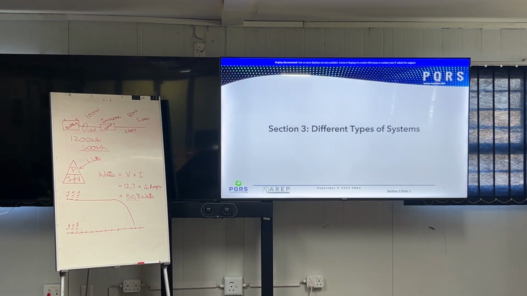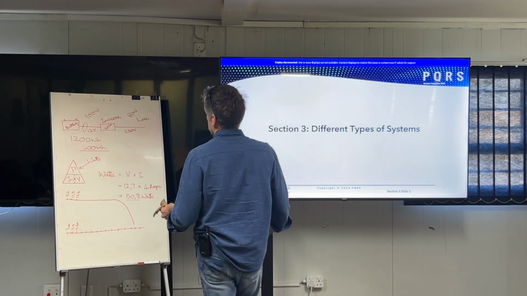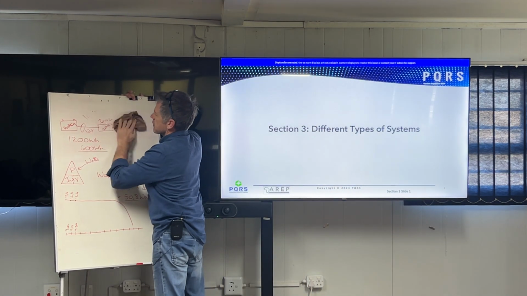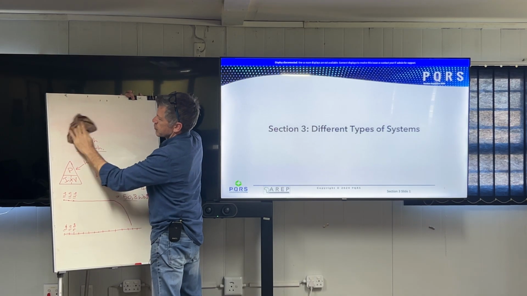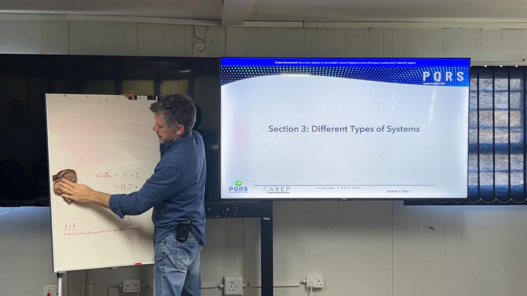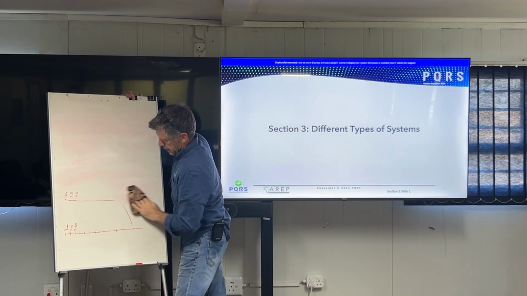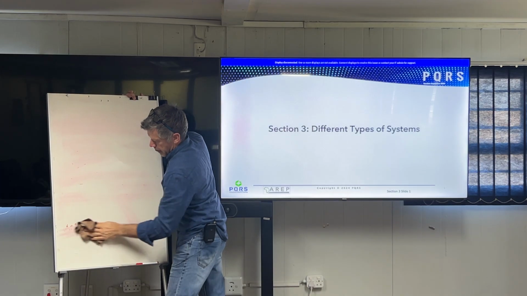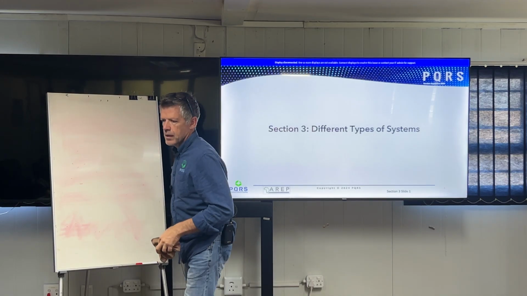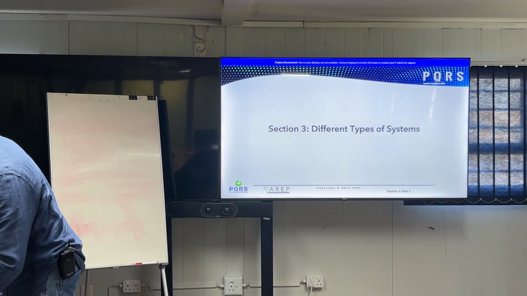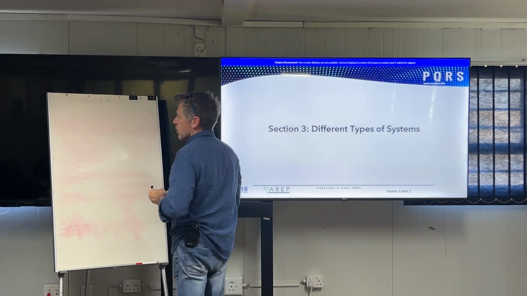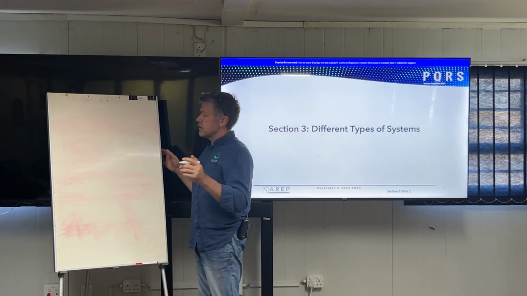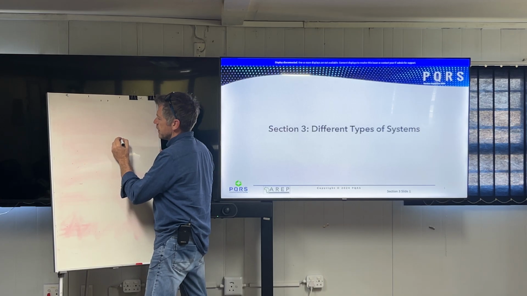So we are looking at different types of systems, and by different types of systems I'm talking about different types of solar systems. We haven't built a system yet, but what we've done, you just draw this on the board quickly. What we've done in the back is we've got a lead acid battery.